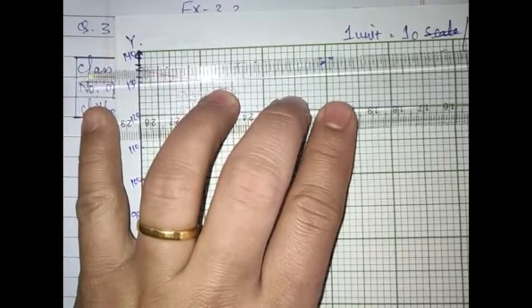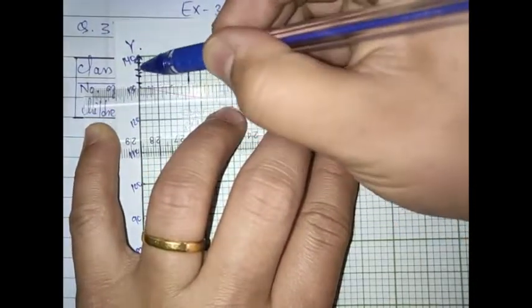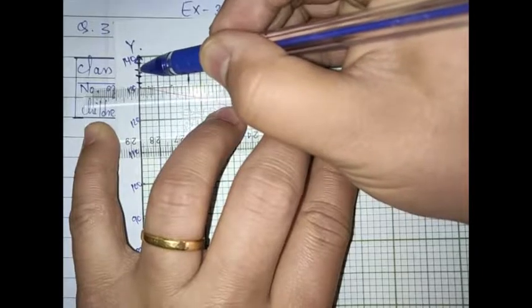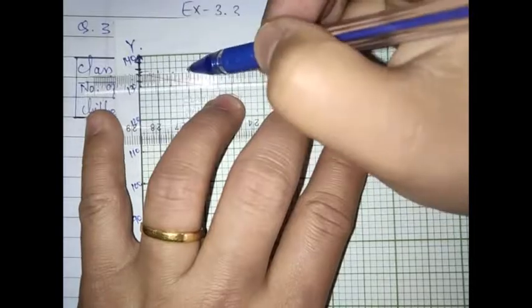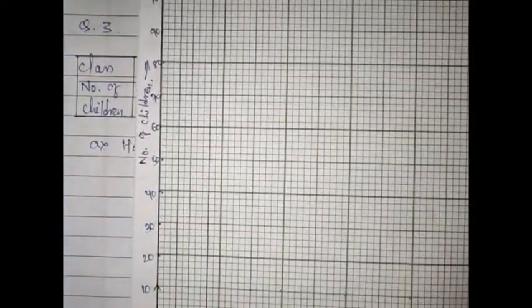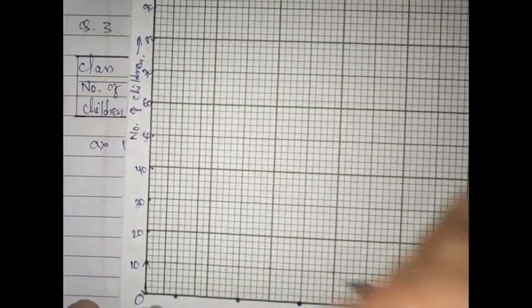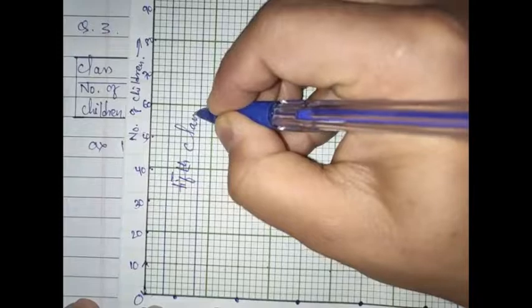And it is 132, 134, and it is 136. So 135 lies in between 134 and 136. So it should be in between these two, right? So this makes your 135. So this is your fifth class. So you can write here fifth class.